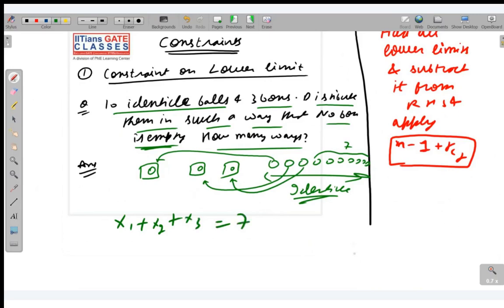That should be equal to 7. So simple. I think you have got it. So now I will apply the formula n minus 1 plus RCR. Nobody is stopping us. Why? Because the number of balls in x1, the first box, can be 0 to 7.